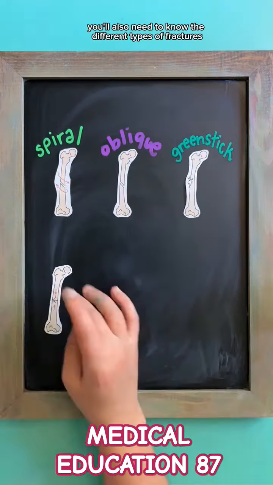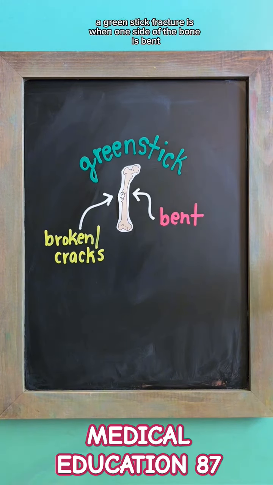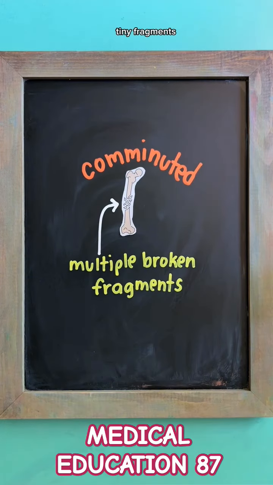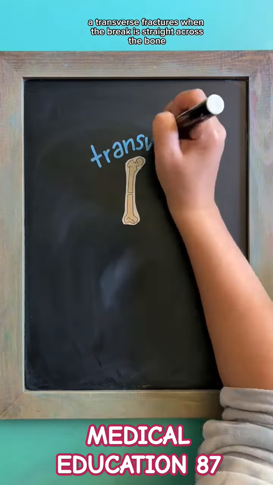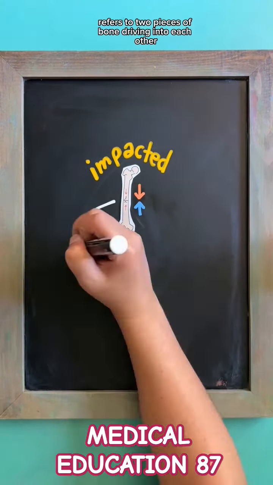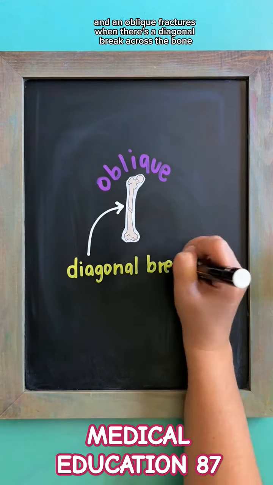You'll also need to know the different types of fractures. A Greenstick fracture is when one side of the bone is bent and cracks on the other side. A Comminuted fracture is when the bone is broken into multiple tiny fragments. A spiral fracture is when the fracture twists around the bone. A transverse fracture is when the break is straight across the bone. An impacted fracture refers to two pieces of bone driving into each other. And an oblique fracture is when there's a diagonal break across the bone.